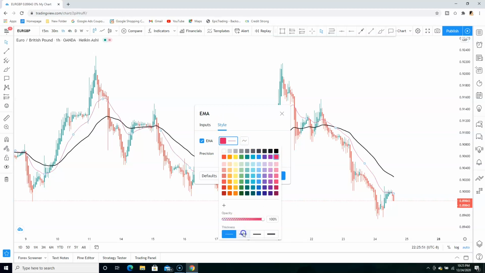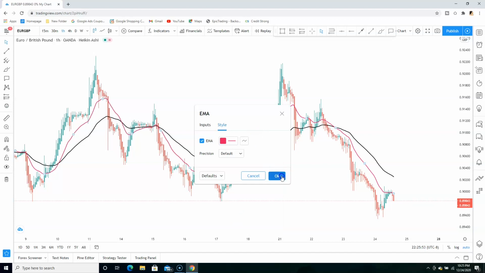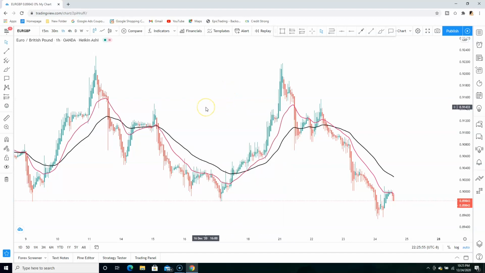And once you're done, you click on OK. Now, as we can see right here, this is how you use this strategy. And we are also going to be adding one more indicator.